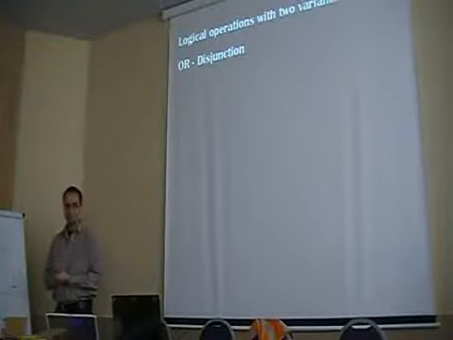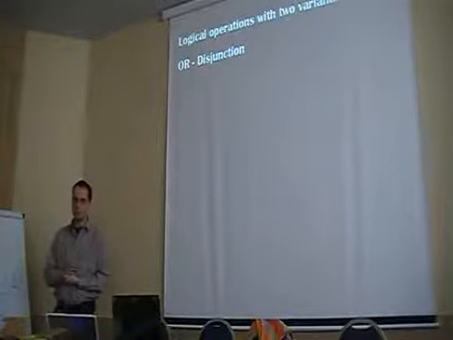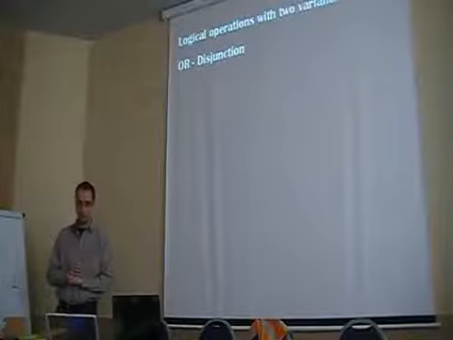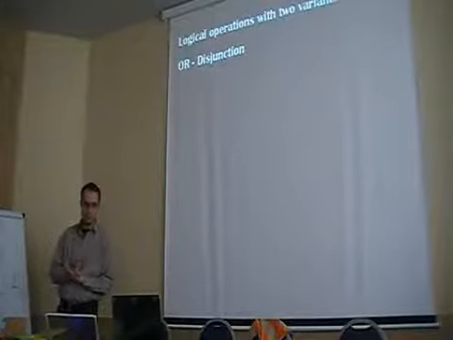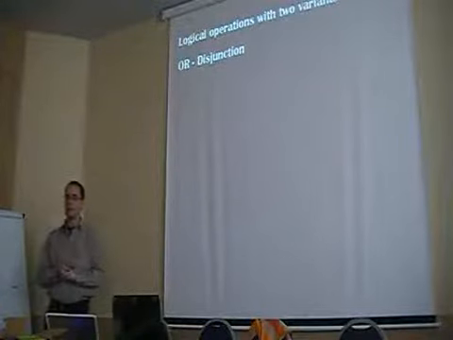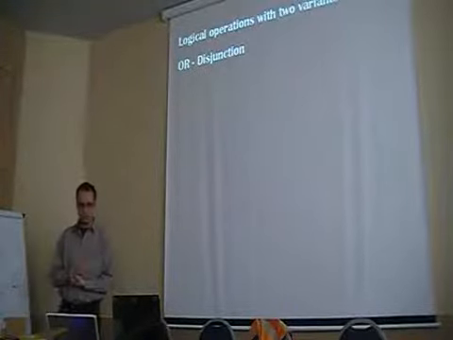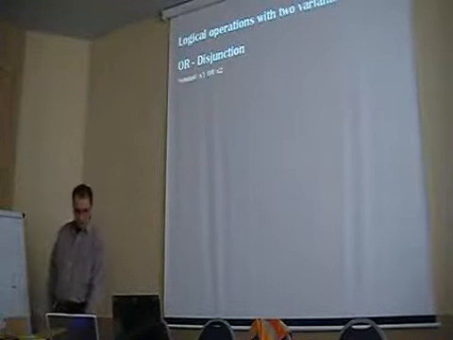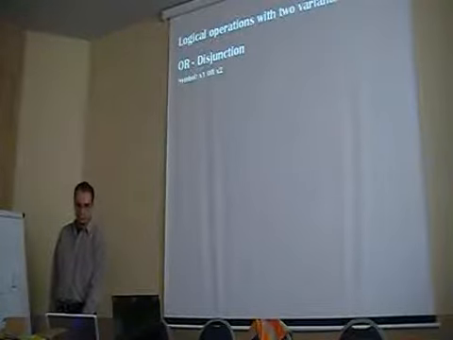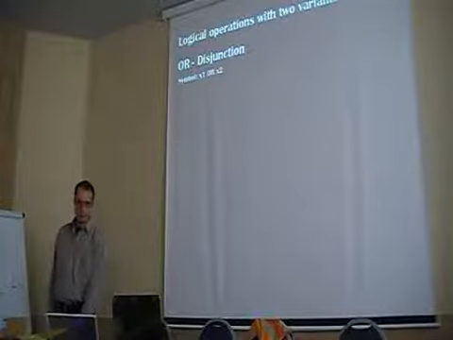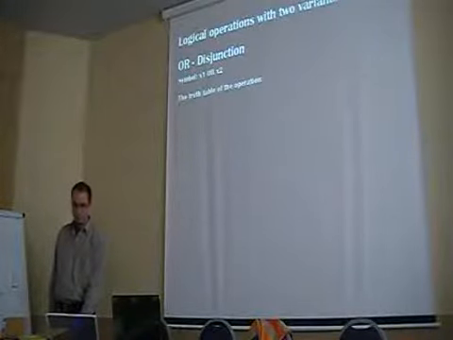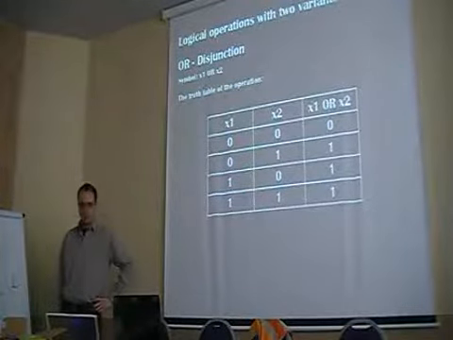Now come some logical operations with two variants. The first will be the disjunction. We say in most cases this is the OR operation. This will be the symbol for it. Of course, x1 and x2 mean the two variants, and we use the OR between these two symbols. This will be the truth table of this operation.